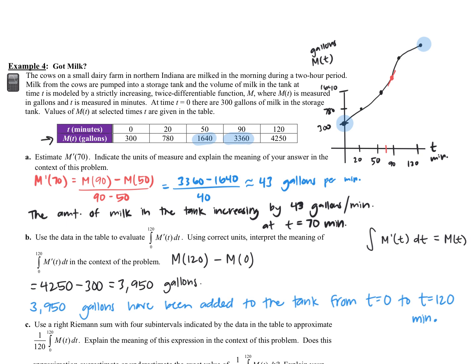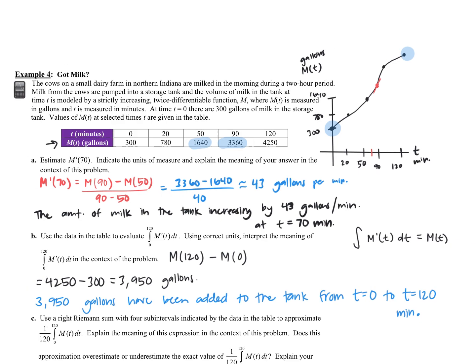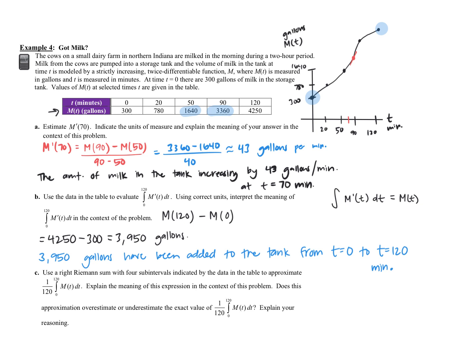Okay, you could have said that a few different ways. You could have said, well, we have 3,950 more gallons from when we started at time t equals 0 to time t equals 120 minutes. There's a bunch of different ways that you can say that. Okay, but does that make sense?